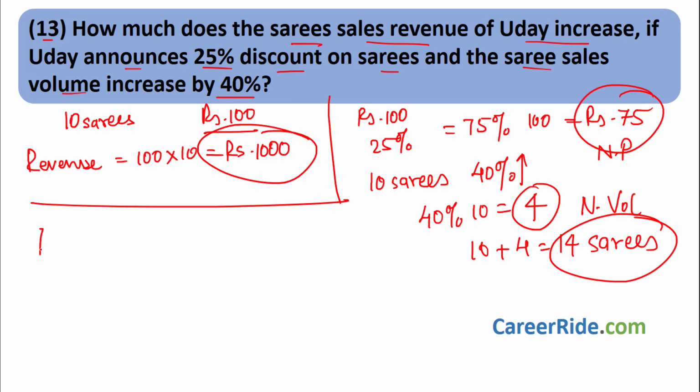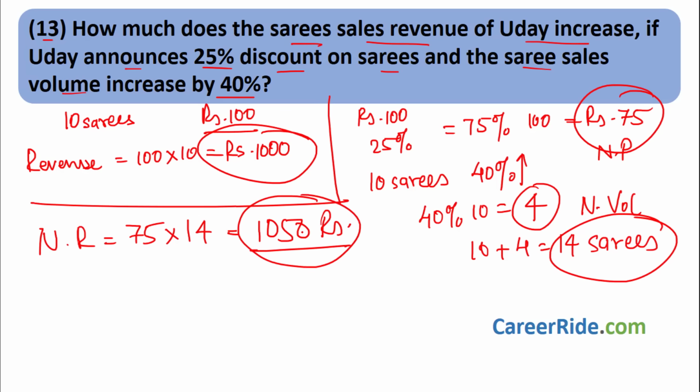Now what is the new revenue of Uday? 75 rupees each saree into the total number of sarees sold, 14, that is 1050 rupees. This is the new revenue of Uday. So what we have to find out is how much the sarees sales revenue of Uday increases. So new revenue is 1050, old revenue is 1000, so the increase is rupees 50. 1050 minus 1000, that is an increase of rupees 50. There is a rupees 50 increase, right?